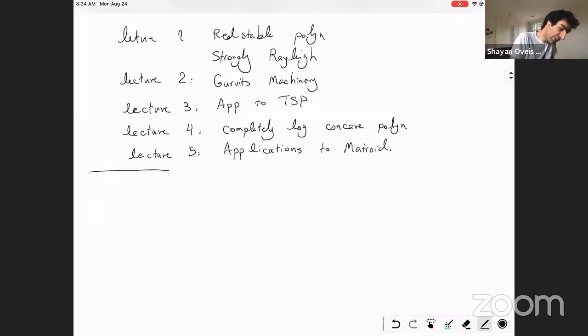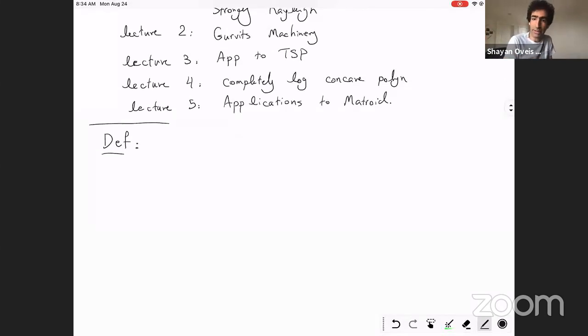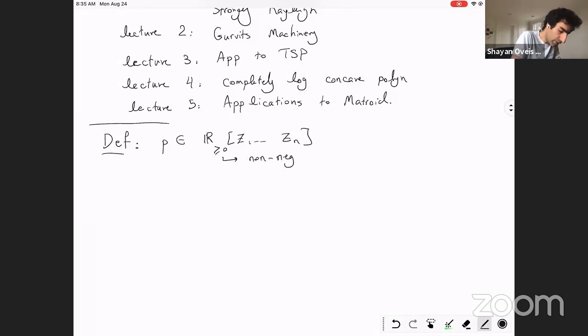This lecture is about real stable polynomials. Let's get started with some definitions first. We're going to work with multivariate polynomials. I usually write P in R[z1, ..., zn], for example, to say that you have a multivariate polynomial with real coefficients on n variables. Sometimes I write that it's more than or equal to 0. This means that it has non-negative coefficients.